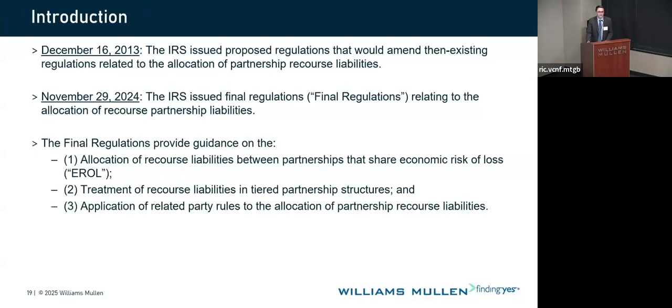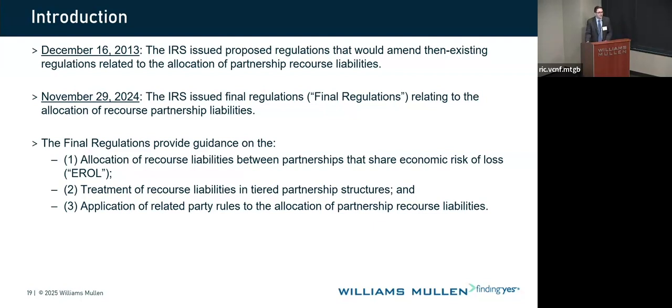So first and foremost, in December of 2013, the IRS issued proposed regulations on the allocation of partnership recourse liabilities. So this was over a decade ago. And interestingly enough, the IRS in their preamble says, well, things really haven't changed that much for this, so we're not going to repropose these. You guys will just deal with what we put out. So it's kind of interesting because then on November 29th, they issued final regulations, kind of to everyone's surprise, because it took so long, they didn't repropose anything, and they just basically took comments from previous years.